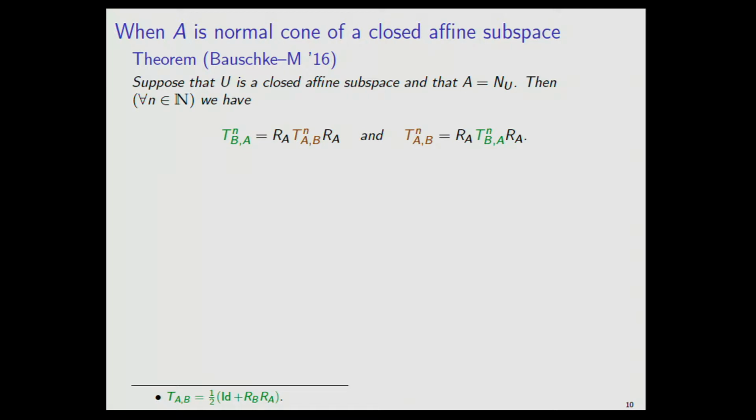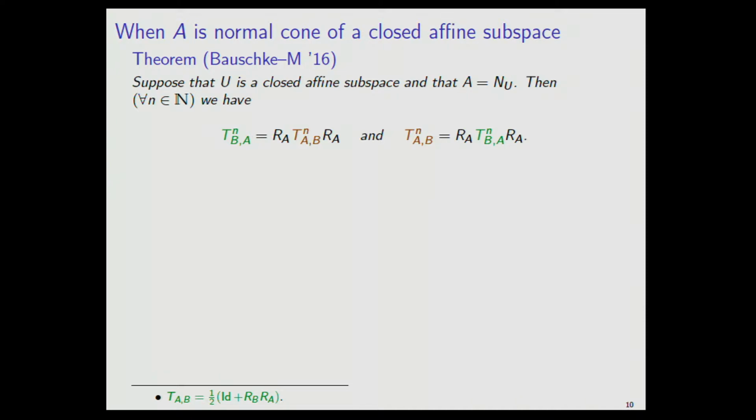But in this case, that's not true in general. So if we have one operator of U with a closed affine subspace, and we take A to be its normal cone operator, something nice happens. If we look at this here, on the left-hand side, this is an orbit of one order, and we can fully map it to the orbits of the other order and vice versa.